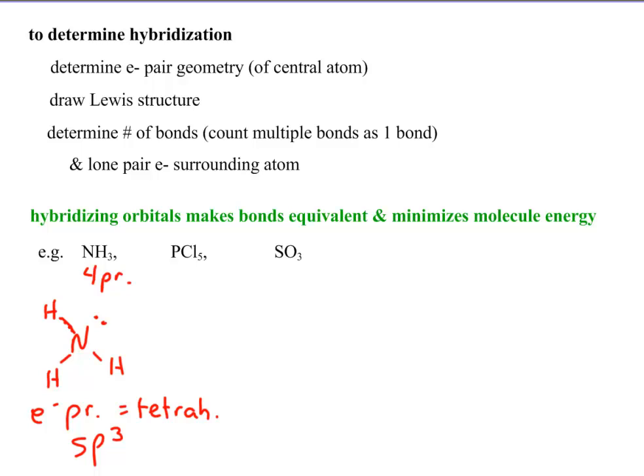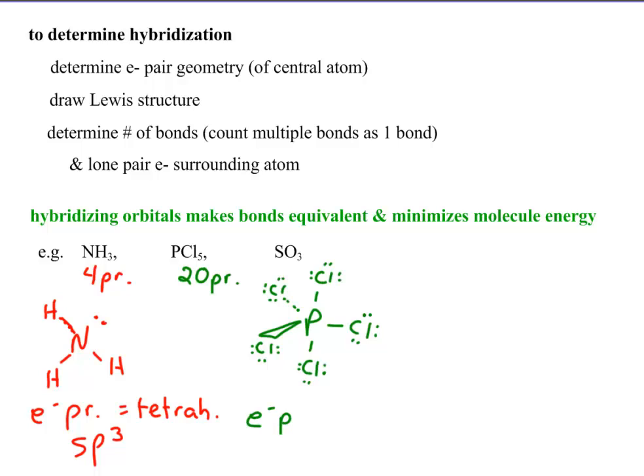Phosphorus pentachloride. Phosphorus has 5 valence electrons. Chlorine has 7. So 7 times 5 is 35, plus 5 is 40 electrons, so I have 20 pairs. First thing I'm going to do, again, is draw the Lewis structure. Phosphorus is in the middle. I form 5 bonds. So there's 5 out of 20 pairs. Now I put in the lone pairs around chlorine. So that gets me 20 pairs of electrons. Because I have 5 pairs of electrons on my central atom, my electron pair geometry is trigonal bipyramid. Because I have 5 pairs of electrons on my central atom, my hybridization is dsp3.